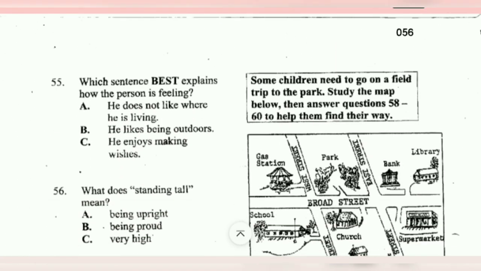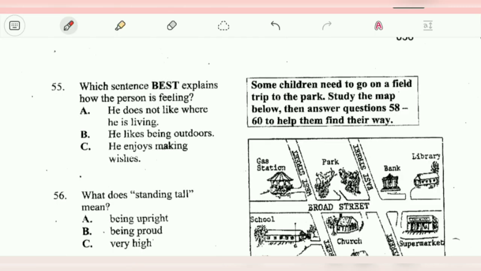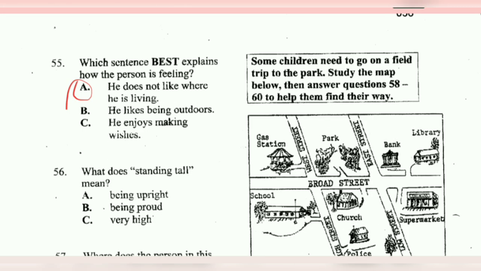Alright, so what do you think? Which best explains how the person is feeling? He does not like where he lives. He likes being outdoors. He enjoys, no, he doesn't like where he lives. He wants to be in the country.